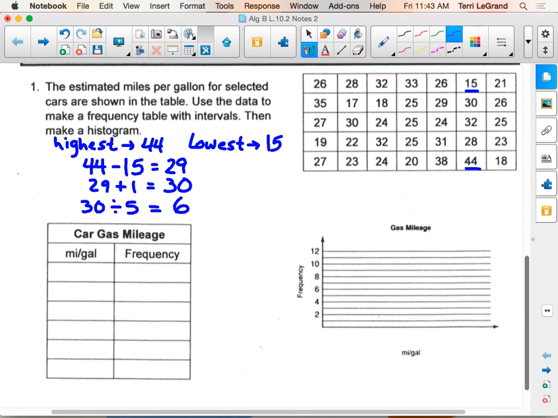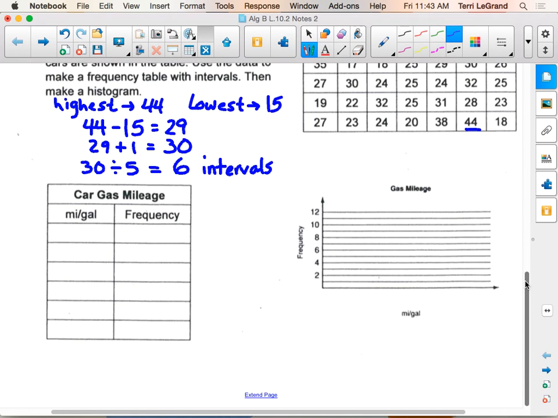So that tells us 6 what? 6 miles. No. There are two numbers here: a number of intervals and the length of each interval. We're going to have 6 intervals. How long will each interval be? How many miles per gallon will be represented in the interval? Okay, 30 divided by 5. Shouldn't there be 5 then?